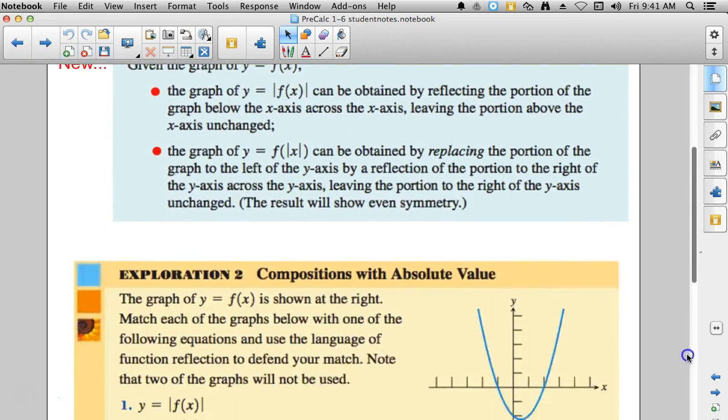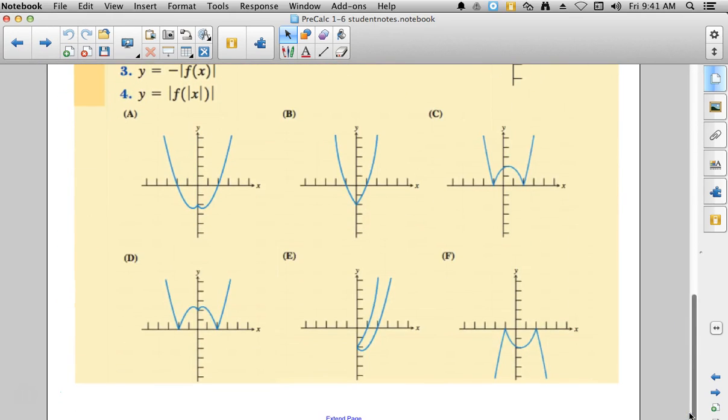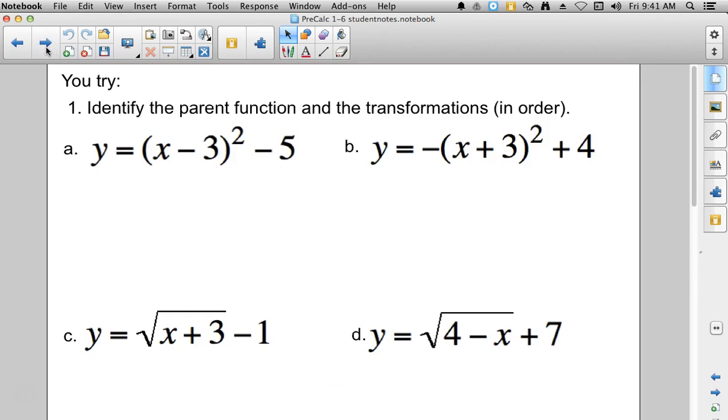Did the little proof. Did the absolute value. Ran out of time. Yeah, that's where we were. So right here, it says identify the parent function and the transformation in order. You have to remember parent functions are the most basic function of any type that we have. For instance, if you want the parent function of an absolute value function, it's y equals the absolute value of x. Because that's all you need to make something an absolute value function is absolute value of x.